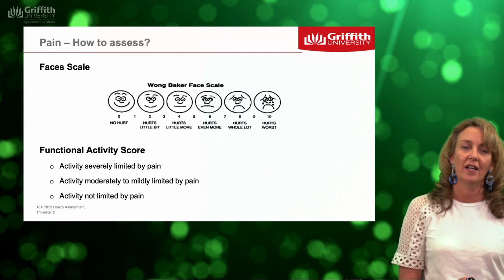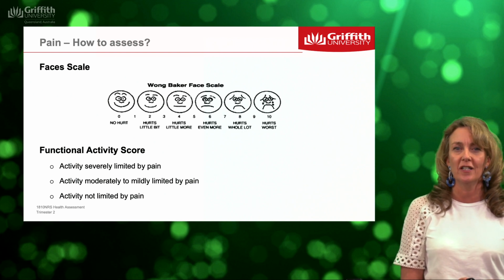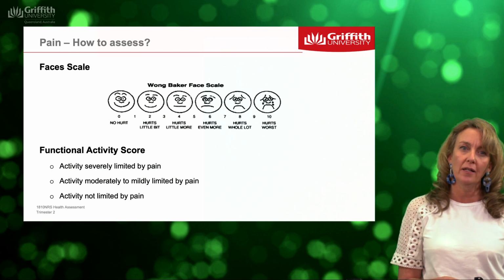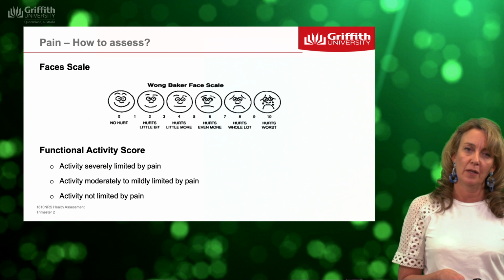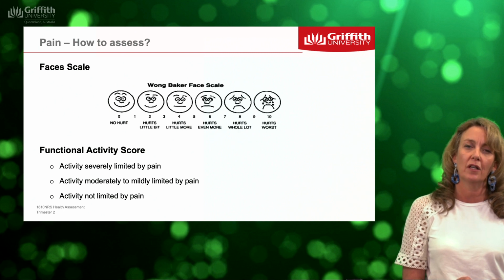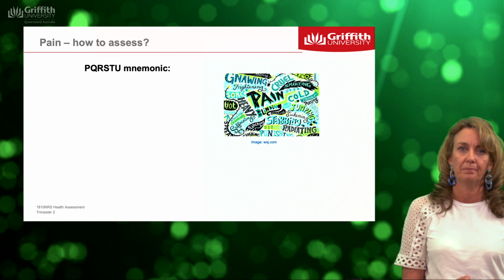We also have another score called the Functional Activity Score, and we're looking at, is your activity severely limited by pain, moderately, or not limited by pain at all? And this Functional Activity Scale score is on the back of your QADS form, so that you can check with your patient if the pain is limiting that activity.